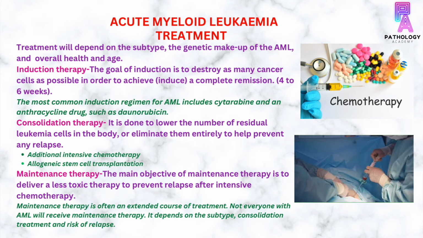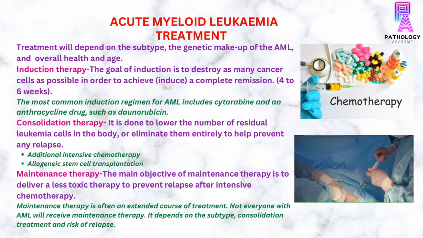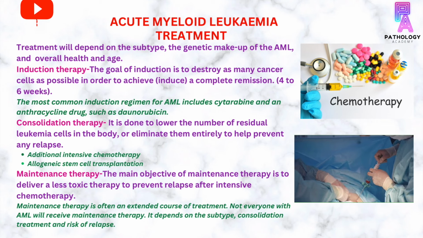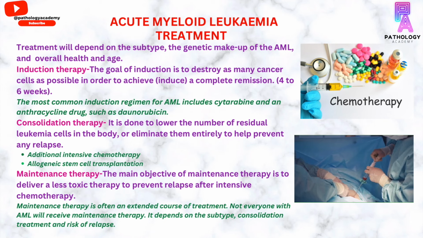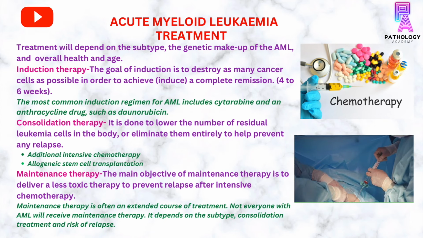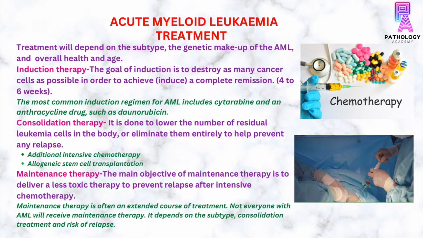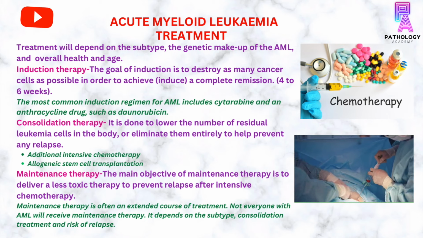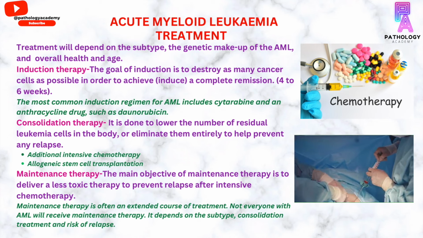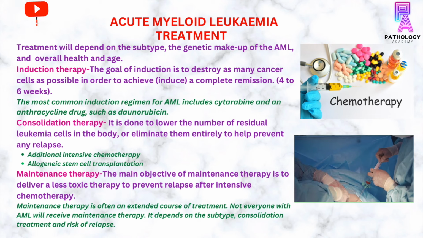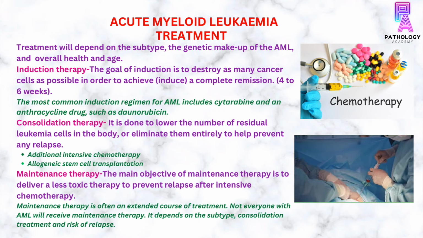Consolidation therapy is done to lower the number of residual leukemic cells in the body or eliminate them entirely to help prevent any relapse. Additional intensive chemotherapy and allogeneic stem cell transplant are other options. Maintenance therapy delivers a less toxic therapy to prevent relapse after intensive chemotherapy. It is often an extended course of treatment. Not everyone with AML will receive maintenance therapy. It depends on the subtype, consolidation treatment, and risk of relapse.